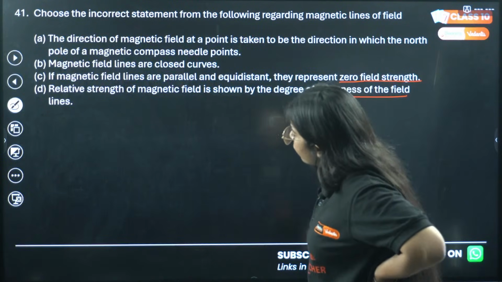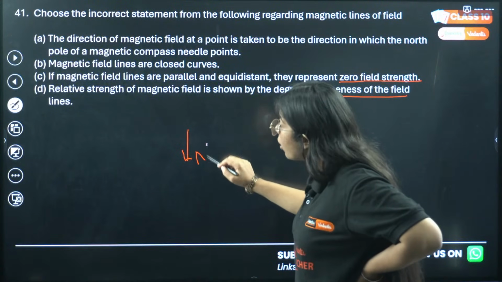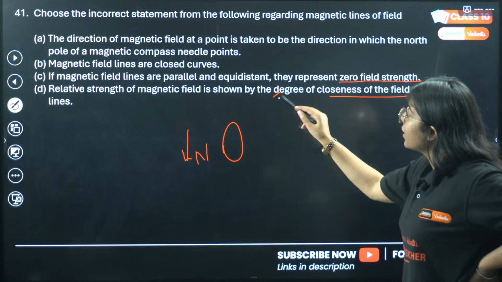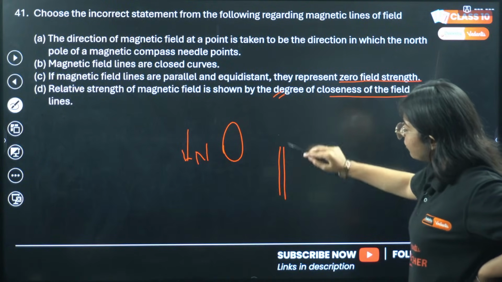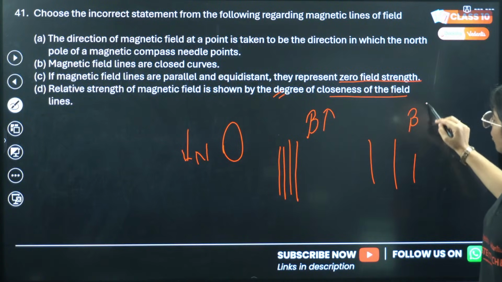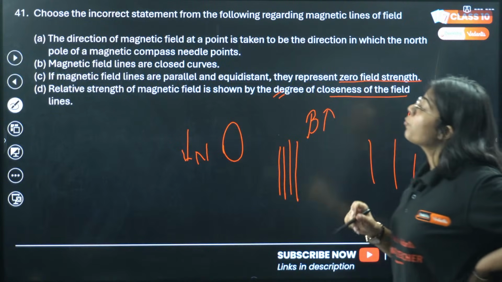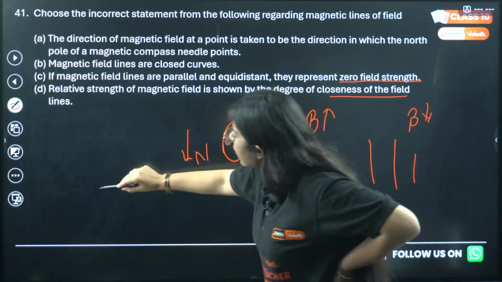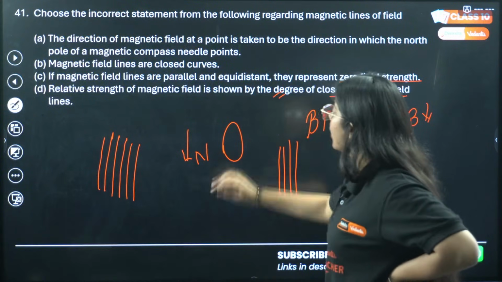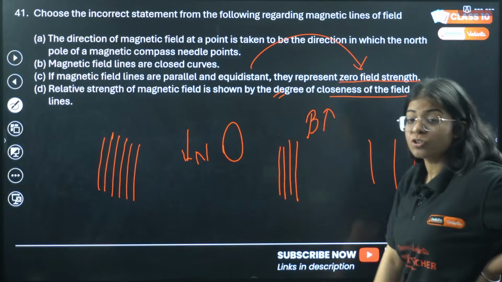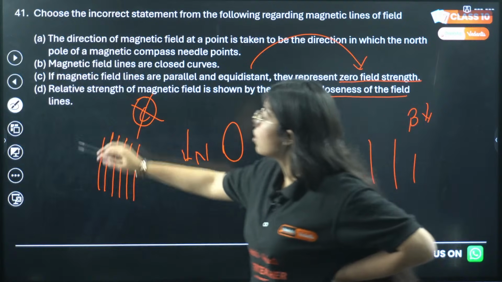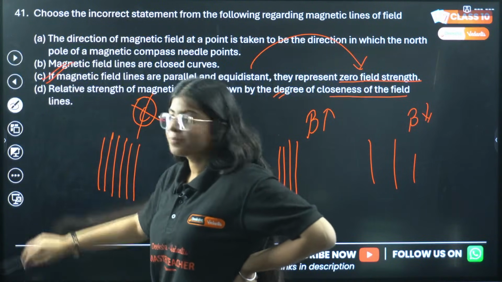First is definitely true. My compass points in the direction of north. Magnetic field lines are closed curves, we know that. Relative strength of magnetic field is shown by the degree of closeness. If magnetic field lines are close, B is higher. If they are far away, B is lower. Correct? See, however, if they are saying it's parallel and equidistant, that means it's a uniform magnetic field, correct? But here they are saying it has zero field strength, so C is the wrong statement. So this is C, correct?